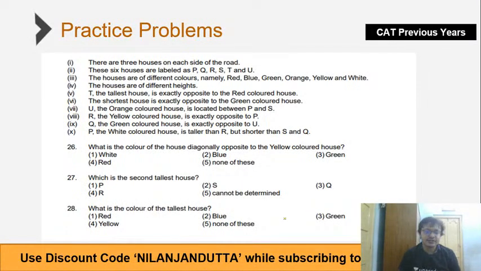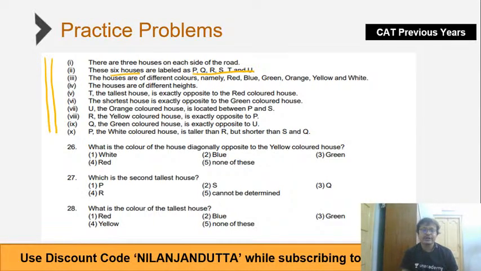So let's get started with today's practice set. Today's practice set is from the CAT previous years, and the set goes as follows. Here we are talking about 6 houses, labeled P, Q, R, S, T, and U. There are 3 houses on each side of the road. So 2 sides of the road, 3 houses on each side, a total of 6 houses.